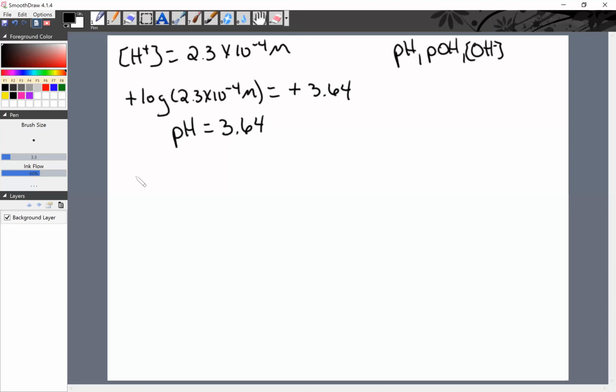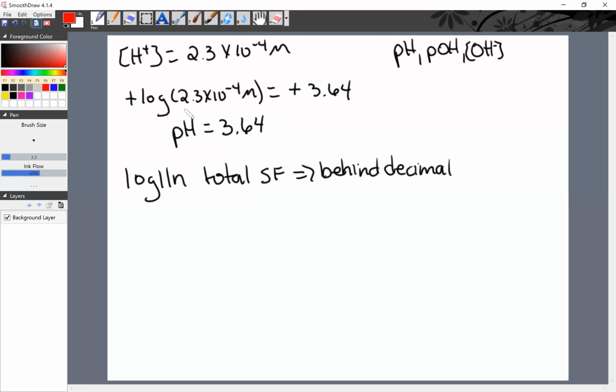For logs and natural logs, the total number of significant figures goes behind the decimal in the answer. So this had 2 total sig figs. So my answer gets 2 places after the decimal. Now we're just going to get it back out just to make sure that we can.